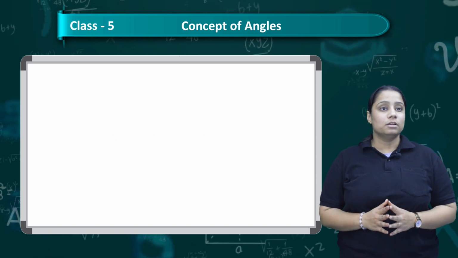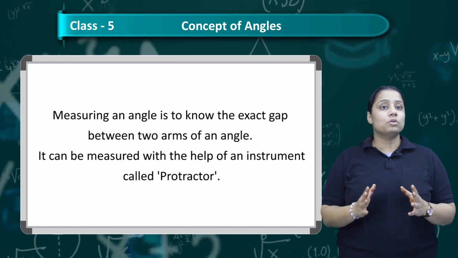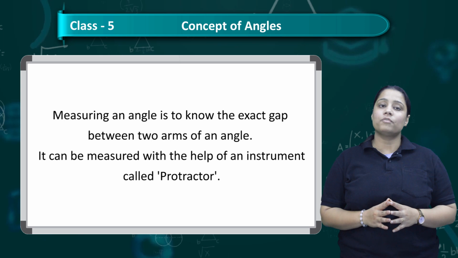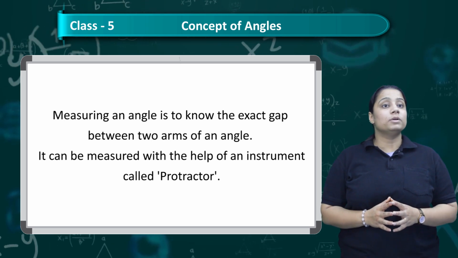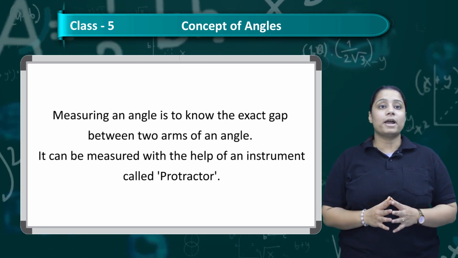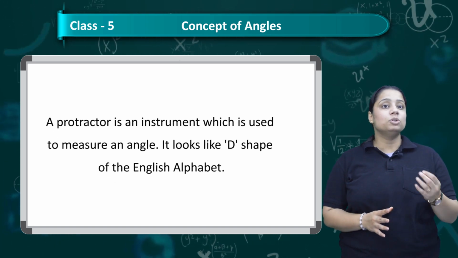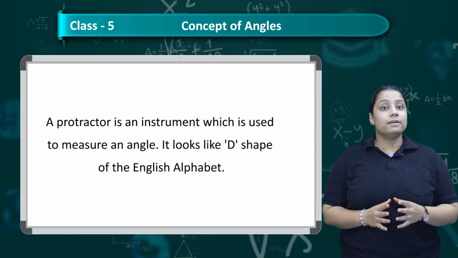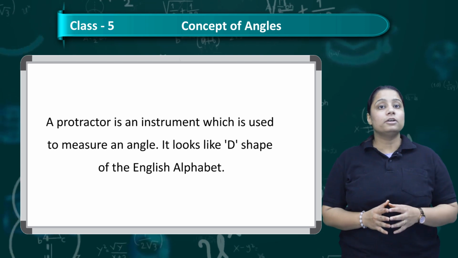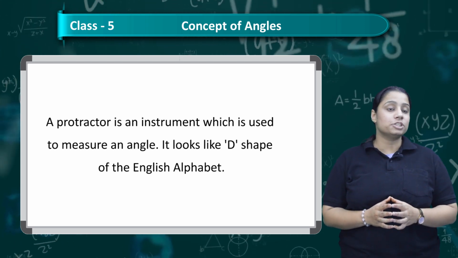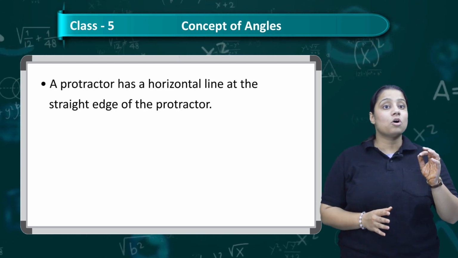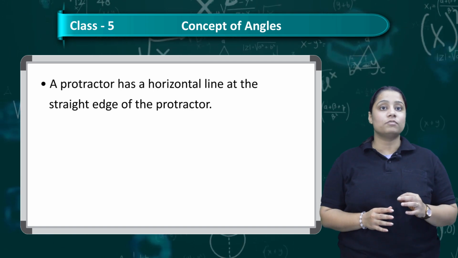Measuring an angle. Measuring an angle is to know the exact gap between two arms of an angle. It can be measured with the help of an instrument called a protractor. Protractor. A protractor is an instrument which is used to measure an angle. It looks like the D shape of the English alphabet. A protractor has a horizontal line at the straight edge of the protractor.